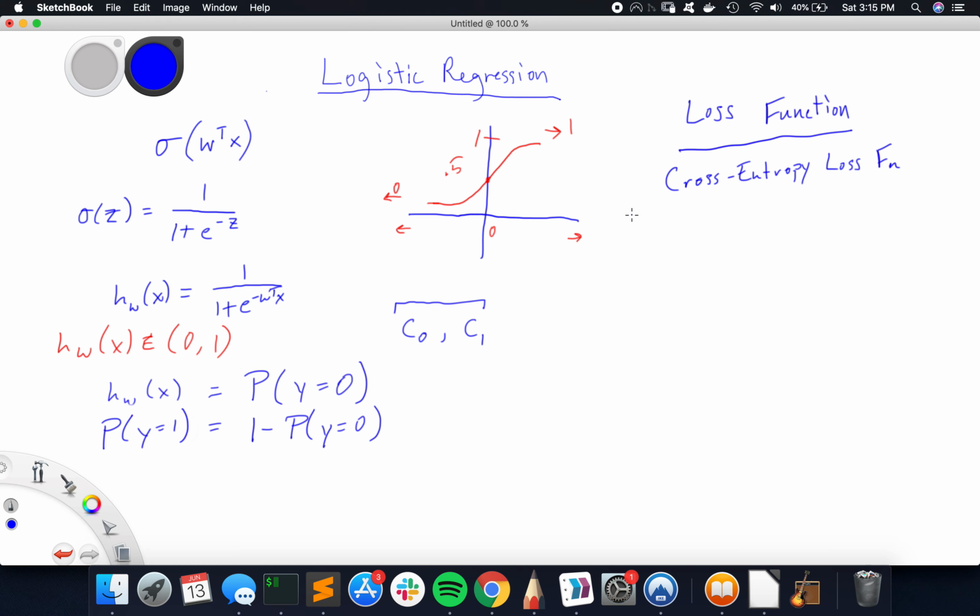You can derive this cross entropy loss directly by applying maximum likelihood estimation to this problem. If you're not familiar with maximum likelihood estimation, you can check out our other courses. I'll also make another video on it as part of the interview series.